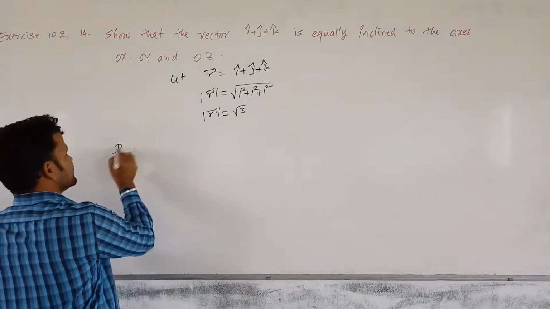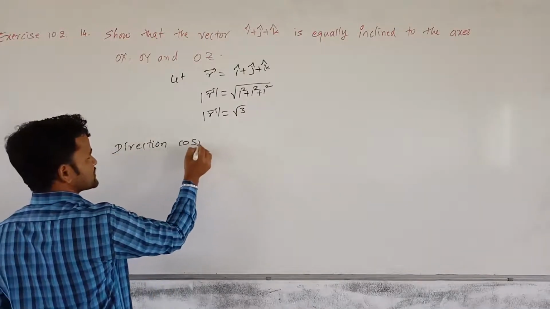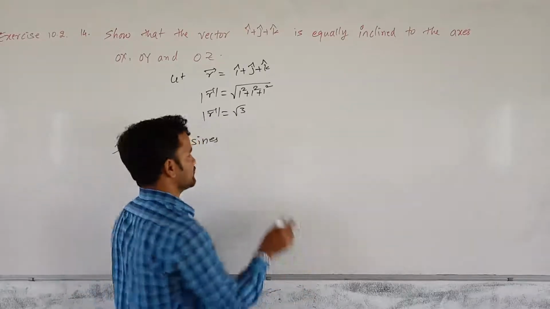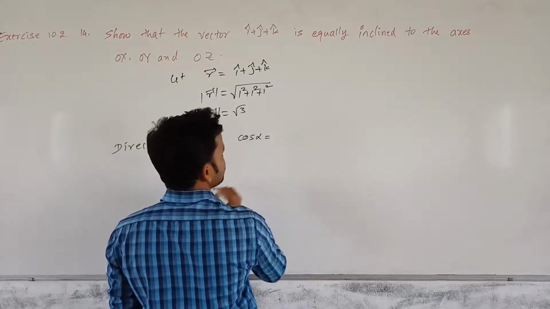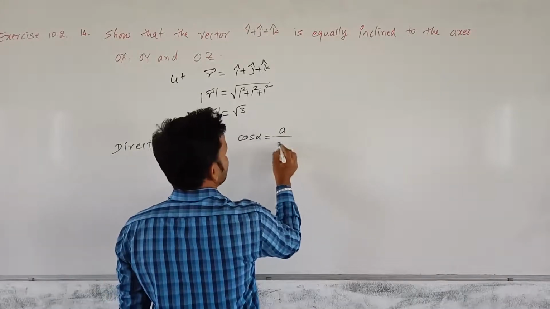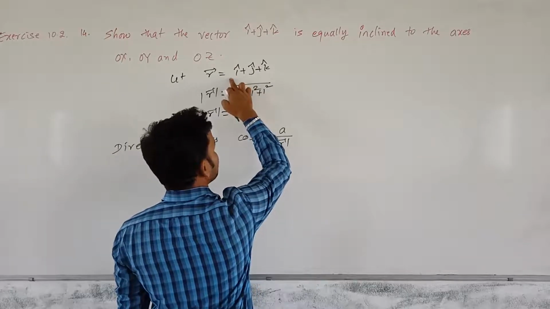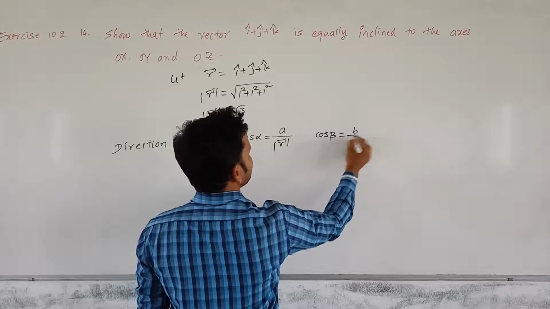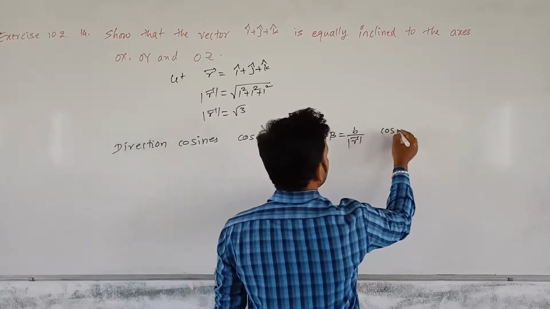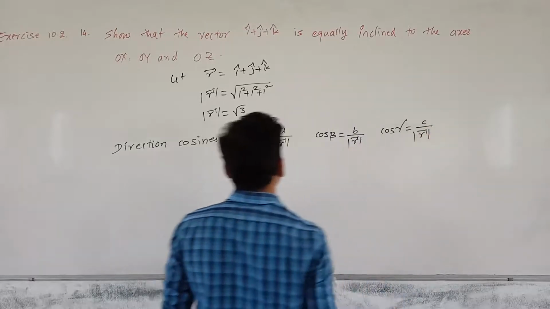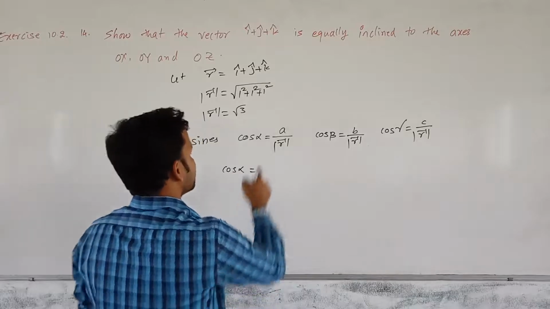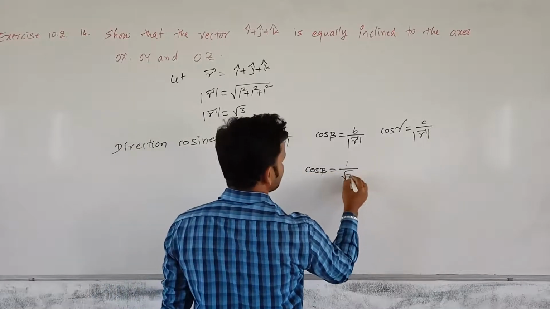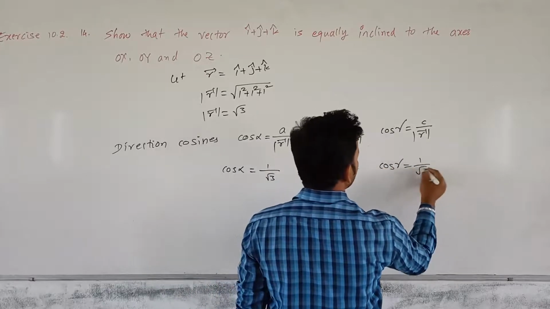Fine. Now direction cosines we will find out. Direction cosines we can write as l, m, n. l, m, n are nothing but cos alpha, cos beta and cos gamma. Cos alpha is equal to l, which is a by magnitude of vector r. Here a means the i component, b means the j component, c means the k component, and cos beta is equal to b by magnitude of vector r. Then cos gamma is equal to c by magnitude of vector r. Cos alpha is equal to, what is a? The i component is 1, by square root of 3. Next, cos beta is equal to 1 by square root of 3. Then cos gamma is equal to 1 by square root of 3.